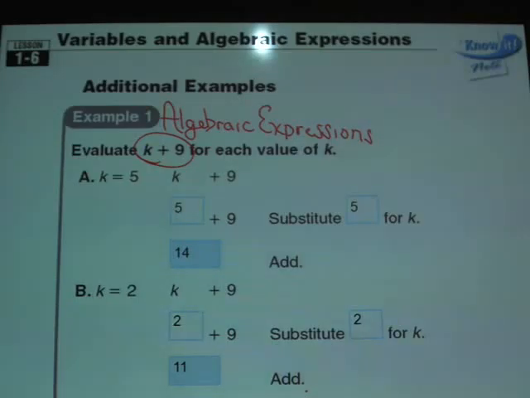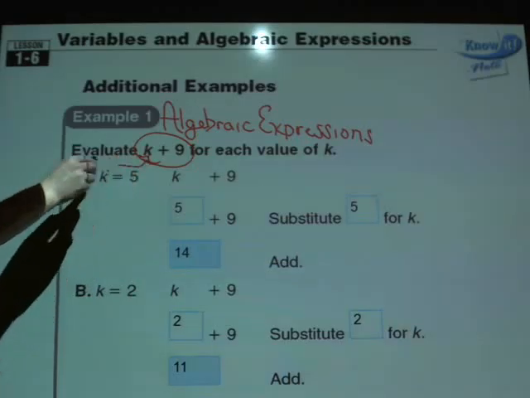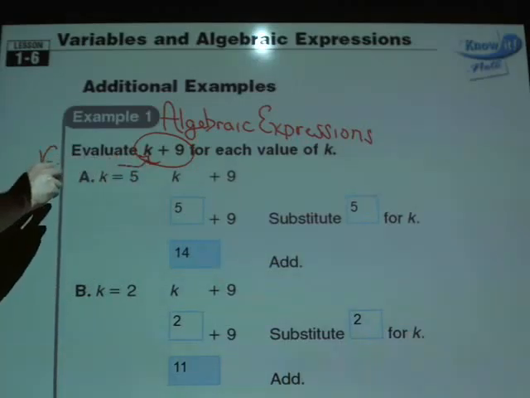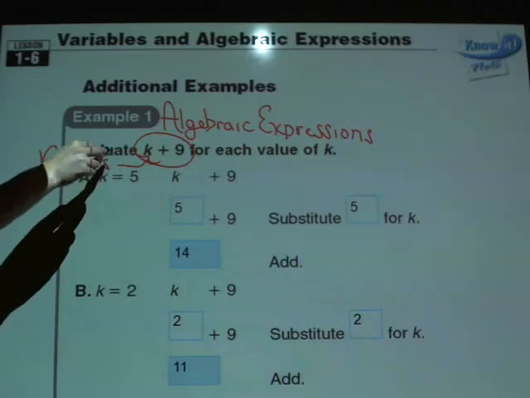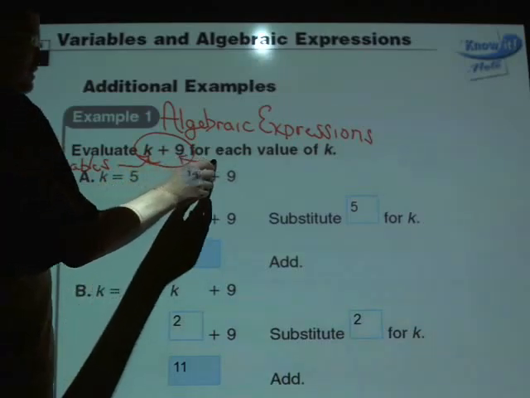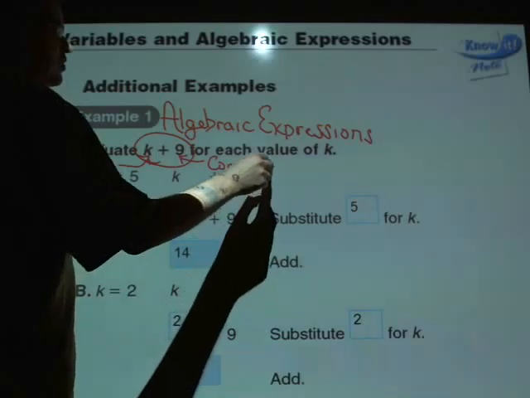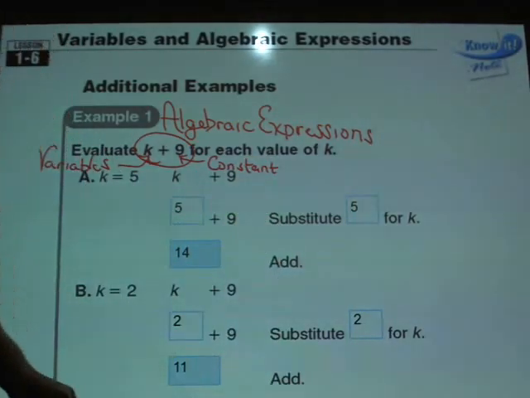In k plus 9, we've got a couple other of the definitions there. K, again, that's our variable. Usually variables are represented by letters. Truthfully, it can be any symbol, but most textbooks stick to just the letters. And 9 is a constant. It's just a number. And again, constants cannot be connected to the variable by multiplication or division.